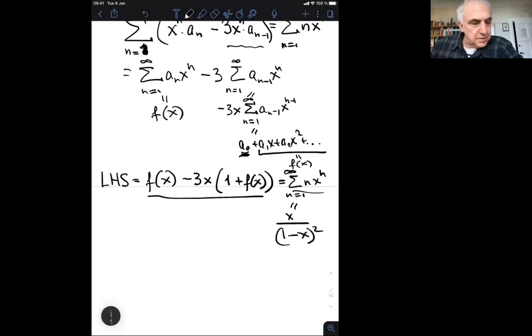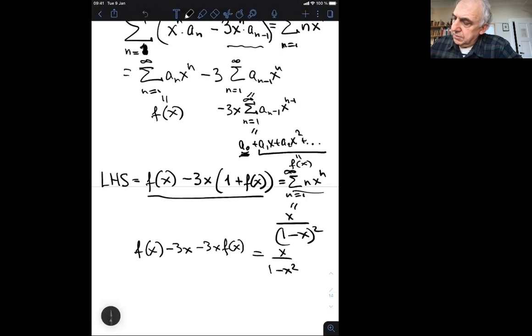So 3x. Yes, so what I'm getting is f of x minus 3x f of x equals x divided by 1 minus x squared, or in other words, f of x times 1 minus 3x equals this thing.